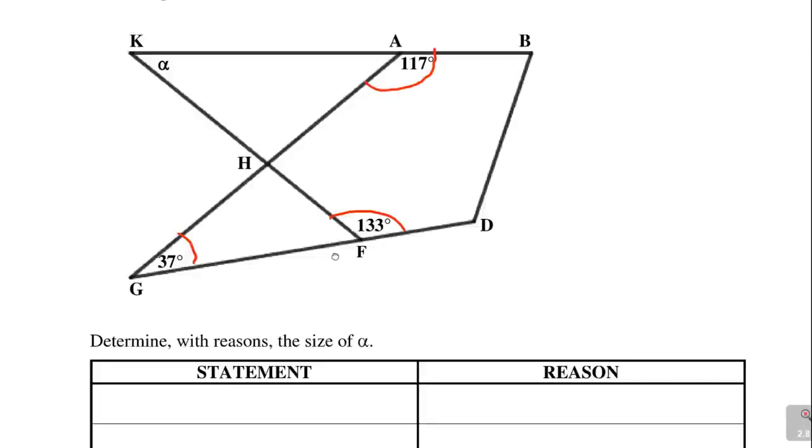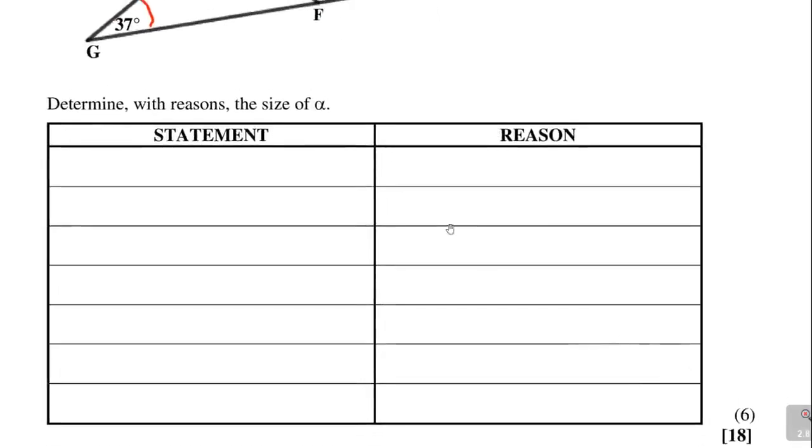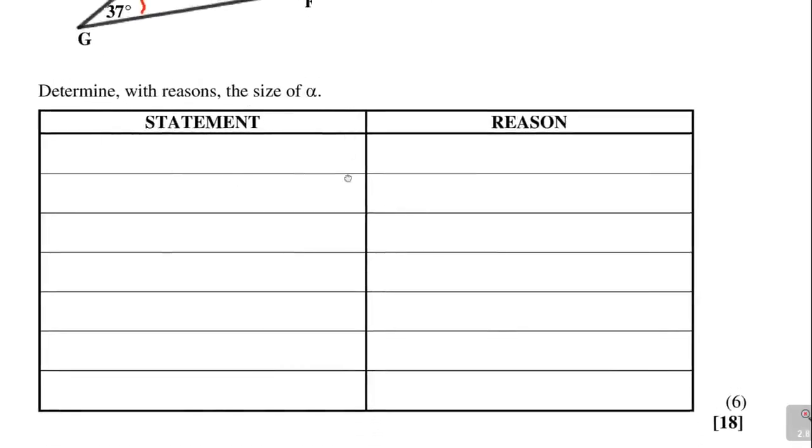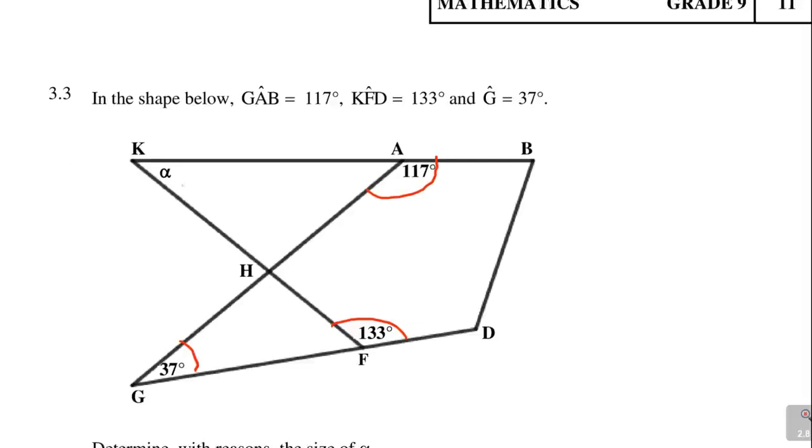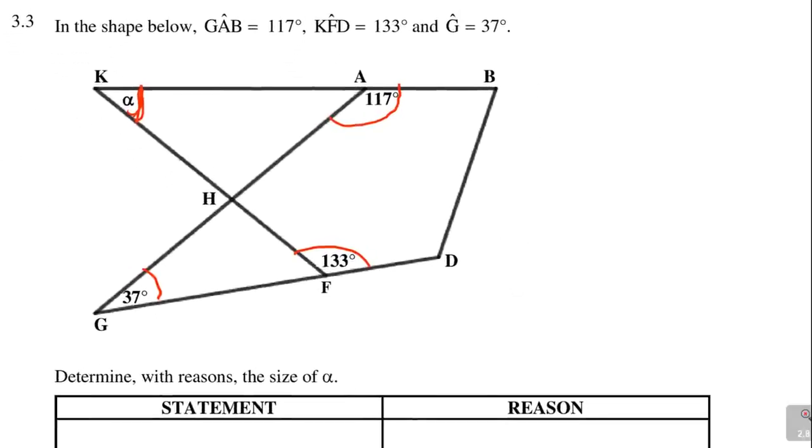Now the question here is, 6 marks. Determine with reasons the size of alpha. They are interested in this. Alright, so how do we go about it? 6 marks. It means there is a little bit of working that one needs to do. You can't just approach that alpha without doing a little bit of working.